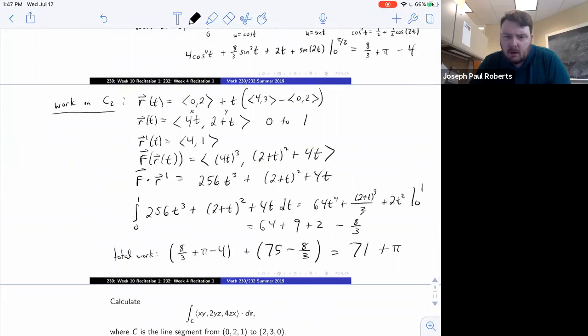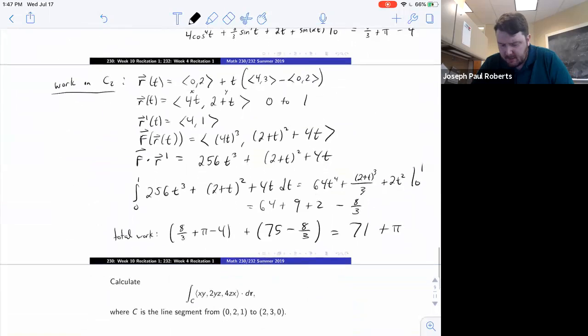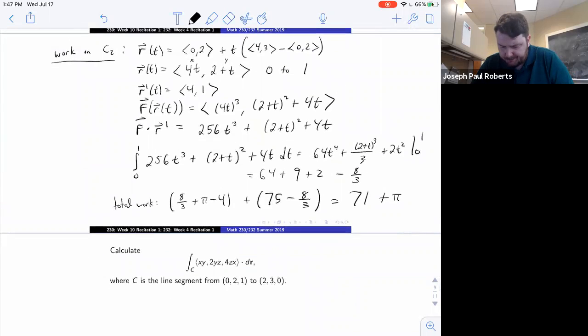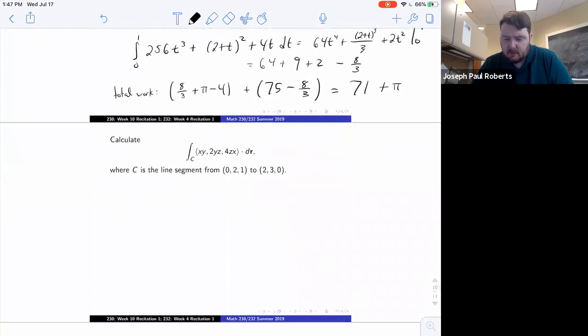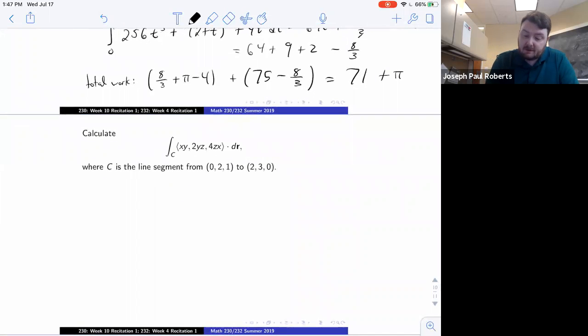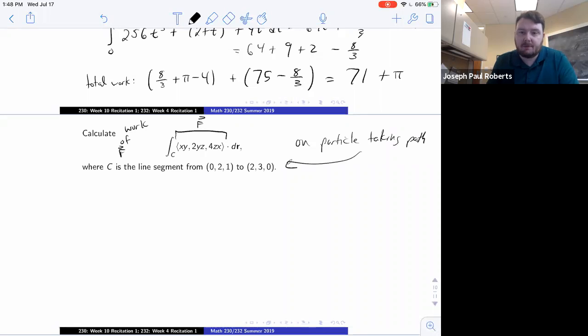All right, so the last example for today is just a 3D example. Calculate the work done by this vector field F, so the work of F on a particle taking the path given by that straight line segment.